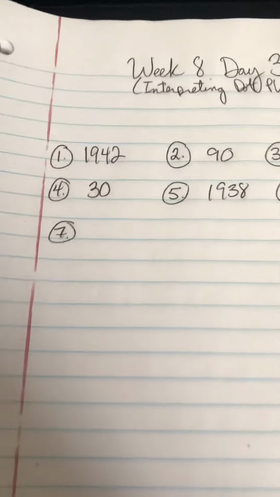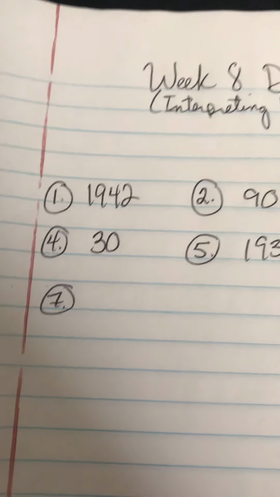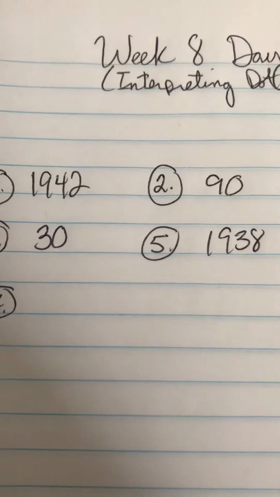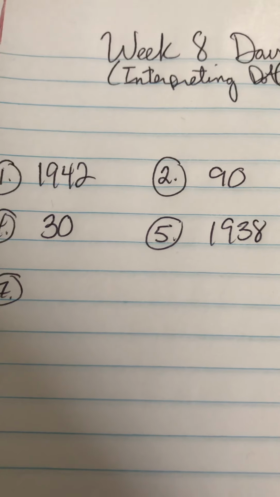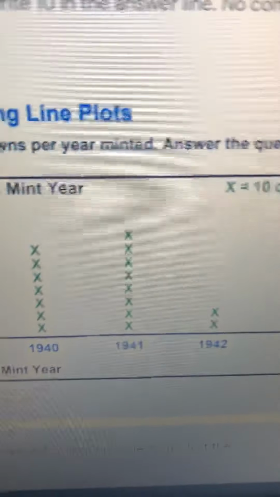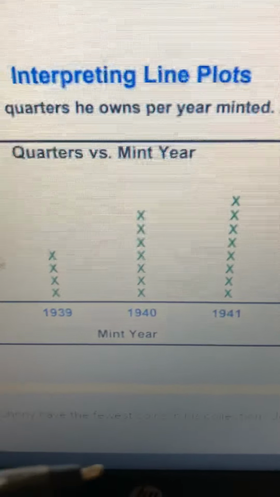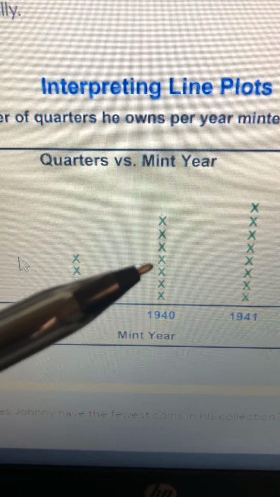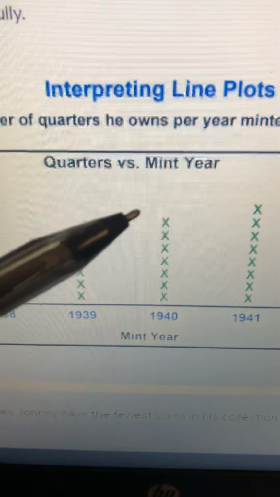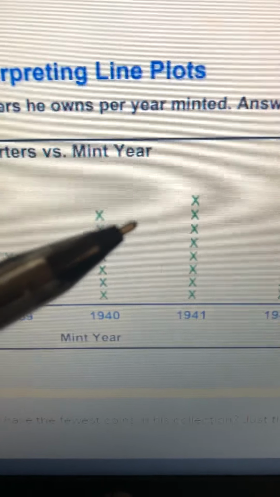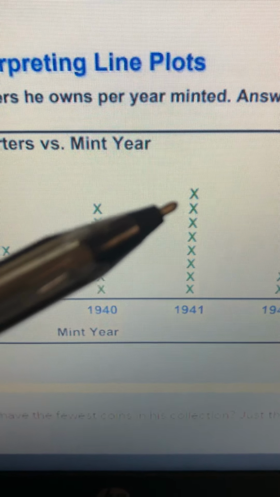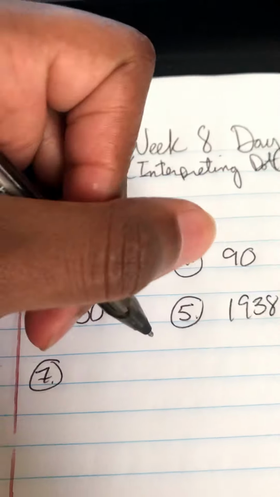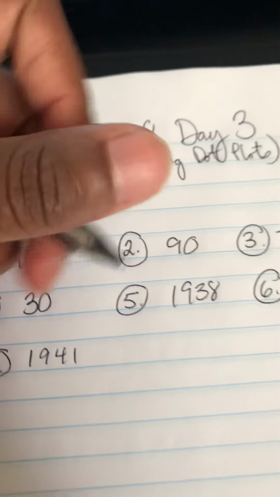All right, number 7, and we are almost done, you guys. Happy Friday, pretty easy. From which mint year or years, if any, does Johnny possess more than 70 quarters? We know they're by tens. So let's look at 1940 and count: 1, 2, 3, 4, 5, 6, 7. But it said more than. So we can just look at 1941: 1, 2, 3, 4, 5, 6, 7, 8. So 1941. That's really simple.